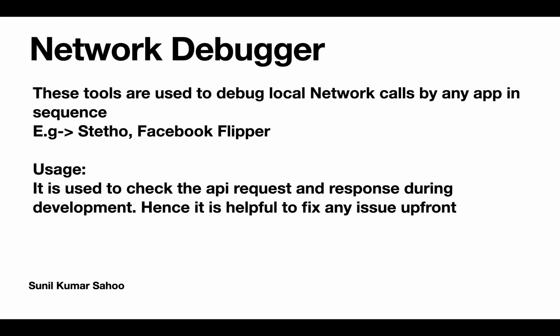Then network debugger. These tools are used to debug local network calls, or we can say in local system only. The tools will be installed in local system. Examples are Stetho, Facebook Flipper. And these tools are used to check API request response during development.